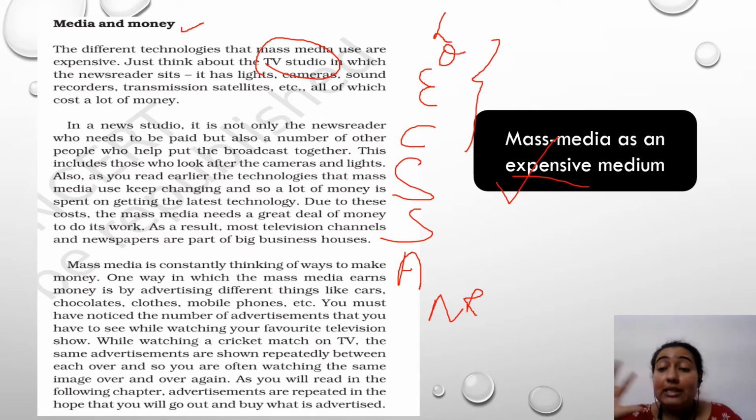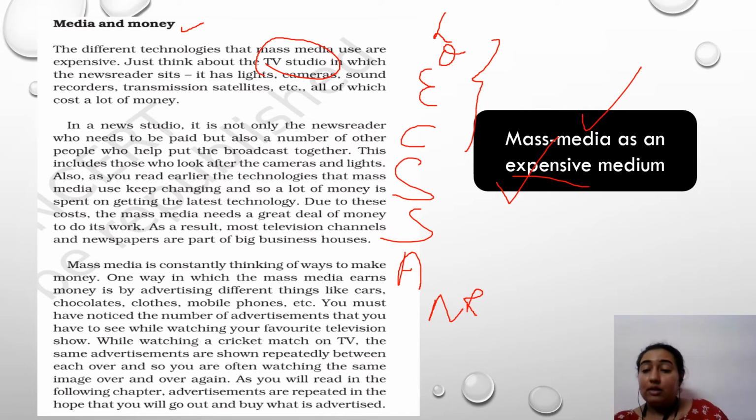So all these processes are involved in mass media. That is why it is said to be a very expensive medium of media, awareness and advertisement, because so many new technologies are coming day by day. Other companies are also using those technologies. They are getting good results.